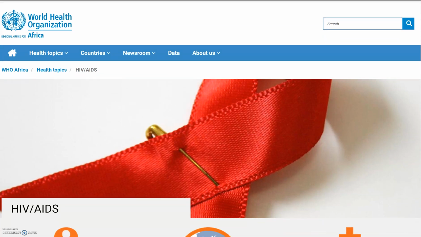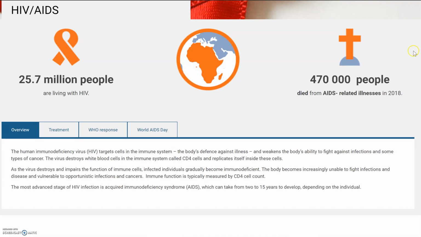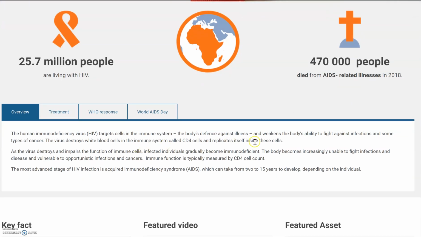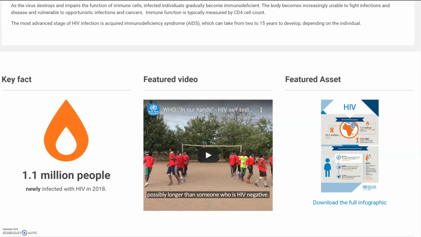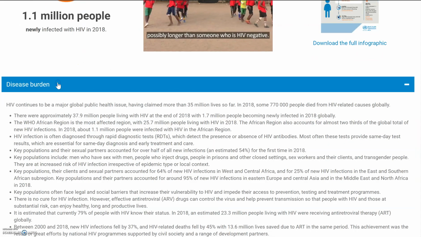And similar to the Ebola page, this is the topic page for HIV/AIDS. And it does show a very high prevalence, right? 25.7 million people, 470,000 people died in 2018. It looks like this overview talks about the disease a bit and how it impacts a person as it destroys and impairs the function of immune cells. I don't necessarily see it's talking a lot about disease burden, but we can continue to scroll down and look for that fact sheet that we saw for Ebola as well. And actually right here is a section on disease burden.